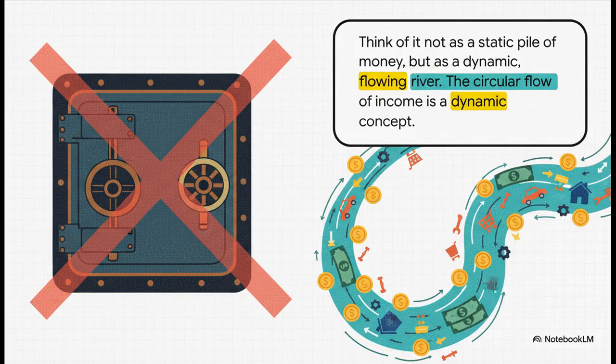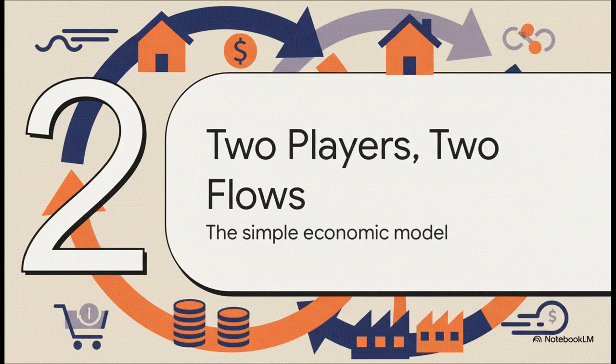You know, the real key is to stop thinking about a country's wealth like it's a giant pile of cash just sitting in a vault somewhere. It's not. A better way to see it is as a constant circulation, a dynamic river of money, goods, and services that are always moving between different parts of the economy. So how does this river actually work?